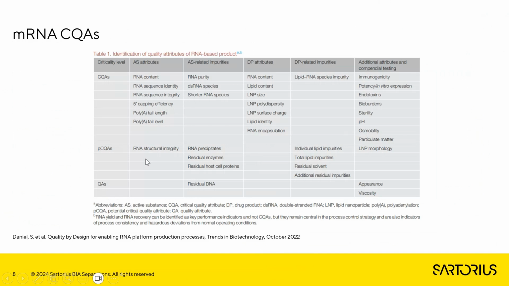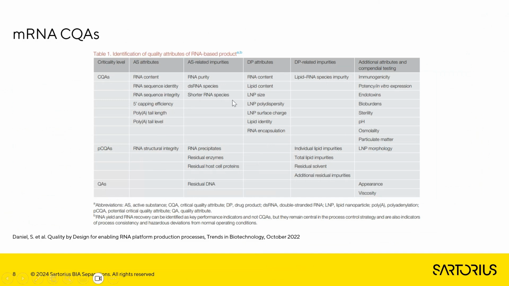Let's talk still a little bit about the process quality attributes. RNA precipitates, residual enzymes, residual host cell proteins, and residual DNA were defined as those process-related quality attributes that we also have to take into account. So this is from a formal QBD approach to mRNA. Those are the CQAs that came out.